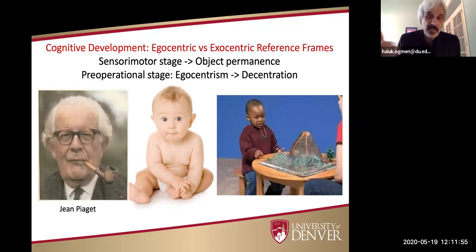What are exocentric reference frames? Those are the ones that are placed outside the subject, exo. So it could be a reference frame placed on some point in space or on some object. And in Piagetian theory, the switch from egocentric to exocentric reference frames plays a major role both in the sensorimotor stage and also the pre-operational stage.